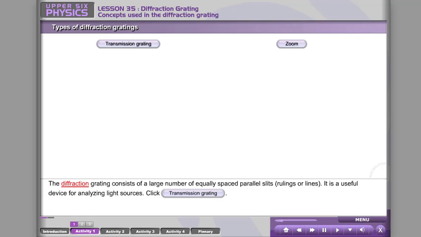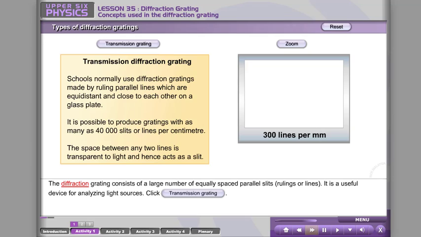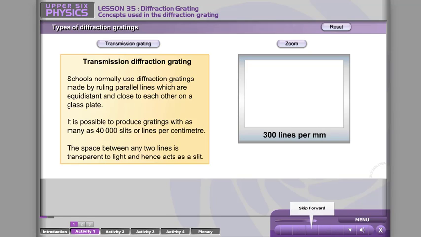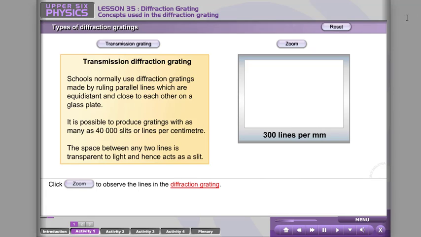The diffraction grating consists of a large number of equally spaced parallel slits, rulings or lines. It is a useful device for analyzing light sources. Click the Transmission Grating button. Click the Zoom button to observe the lines in the diffraction grating.